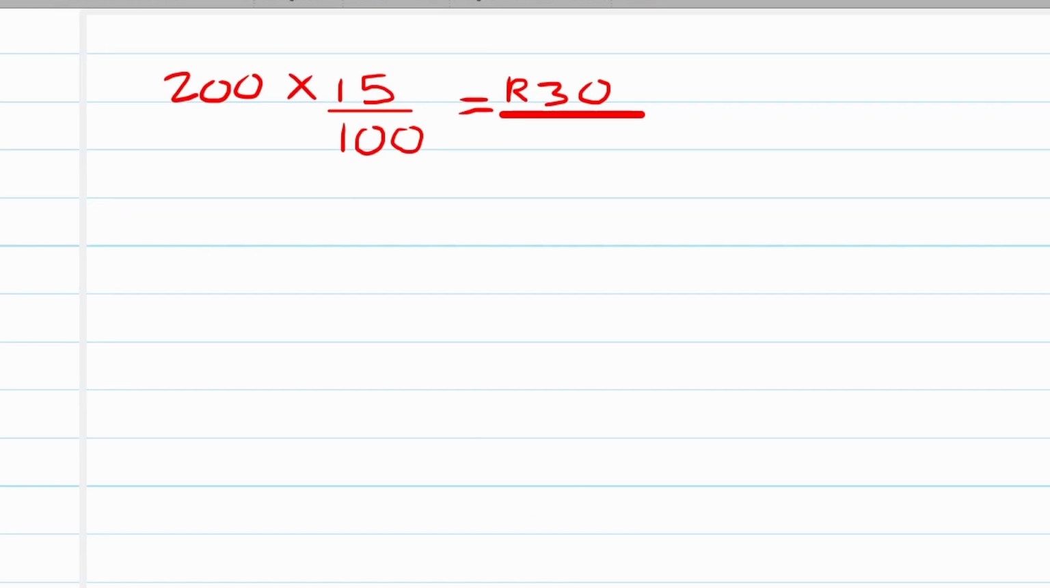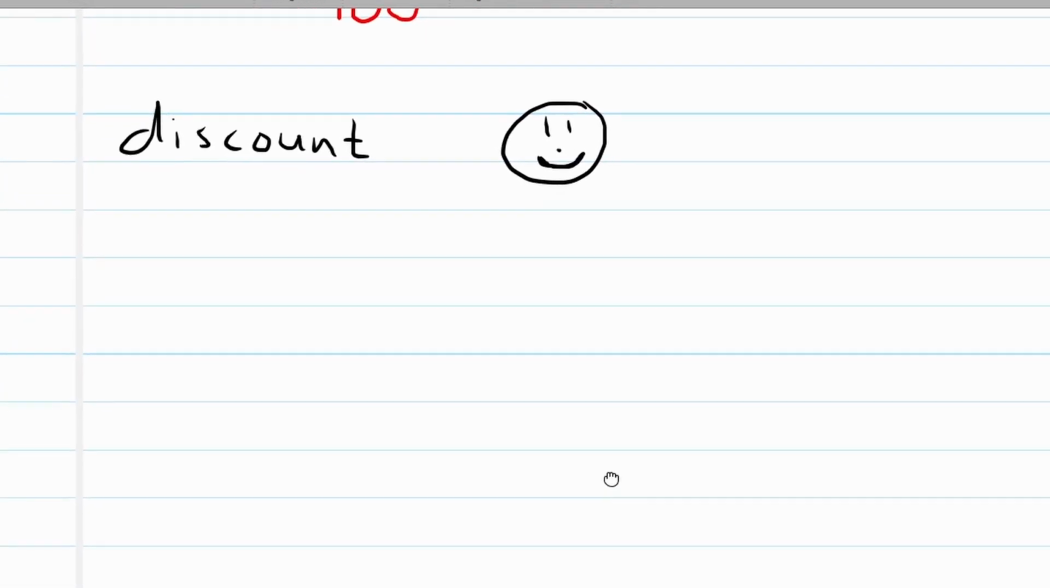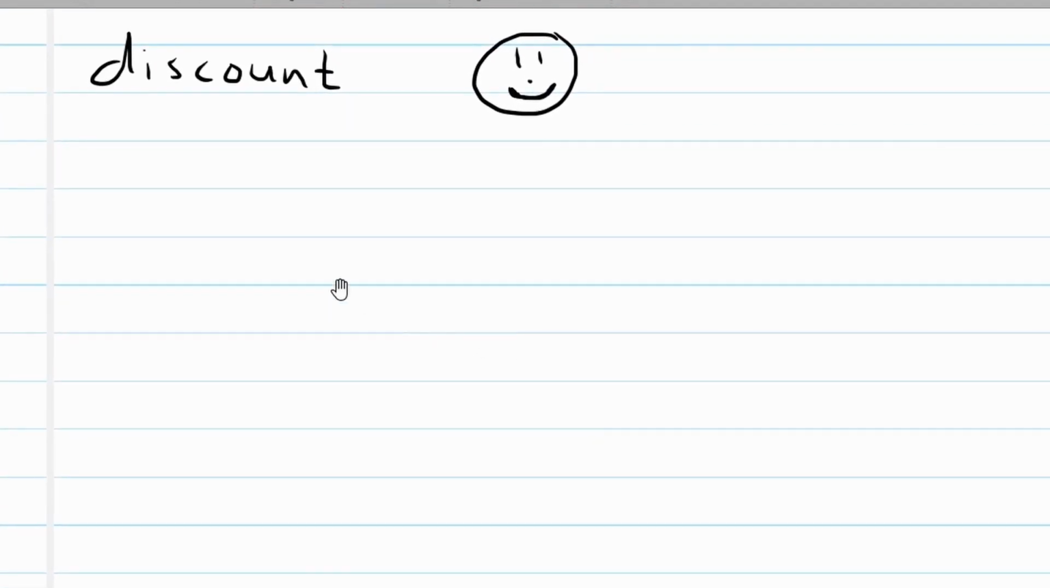Okay, so the next concept I want to discuss with you is discount. Okay, this is a term that most people are very, very excited about, because you get discount. That means you pay less than what you would have paid initially, right? So discount is when you pay less.